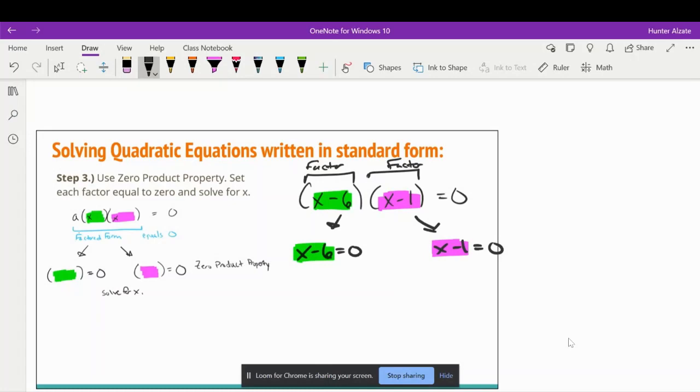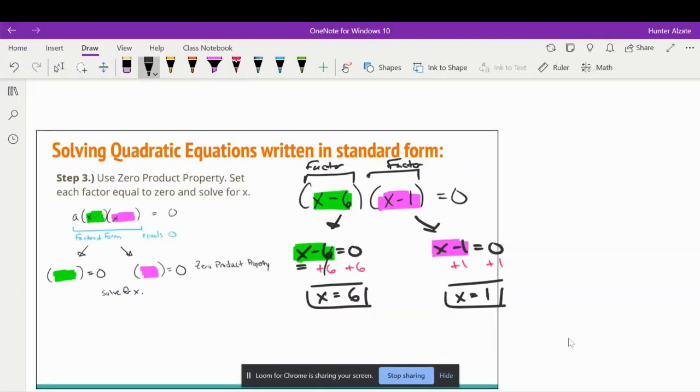Okay, now I need to solve each one separately. So how do I solve this one? Well, I need to isolate this x. So I need to add 6 to each side. X equals 6. And then this one as well. X equals 1. So those are my two solutions.